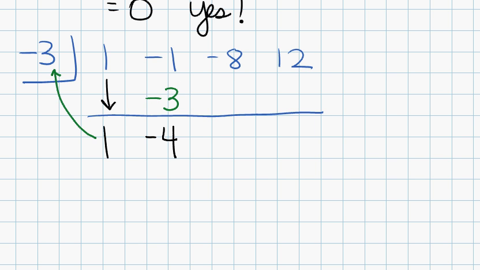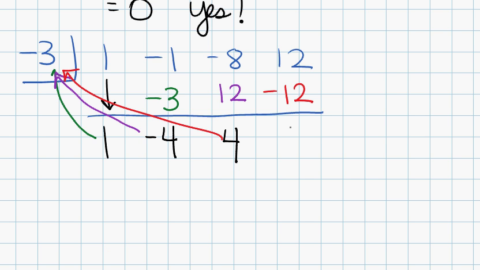Then we take that number that we just got times r, the number in the box. Negative 4 times negative 3 is 12. After multiplying, we add. Negative 8 plus 12 is 4. We take this 4 times r, the number in the box, negative 12. After multiplying, we add, and we get 0, which is good because that's the remainder. The remainder is supposed to be 0. If it's not 0, we did something wrong.